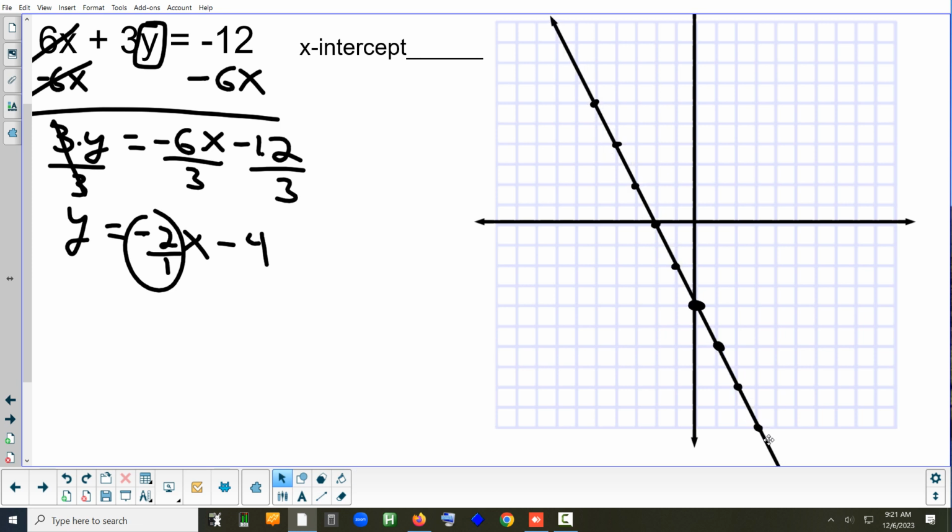Okay, there's my line. So that's how you graph something in slope-intercept form. A little bit different than the way we did it on Monday, but it's another way that is used quite a bit.